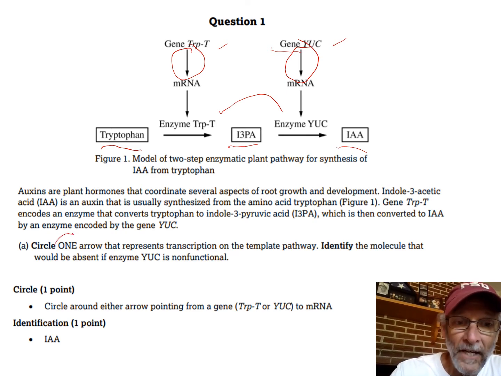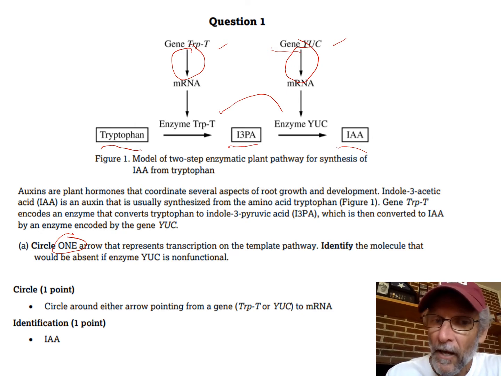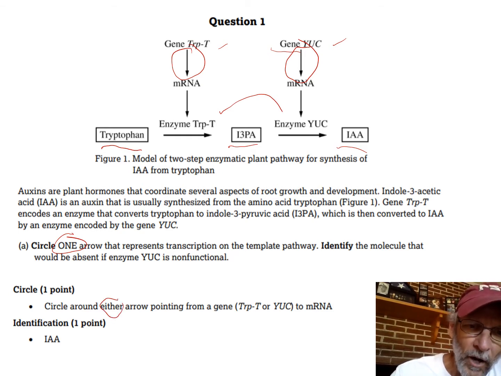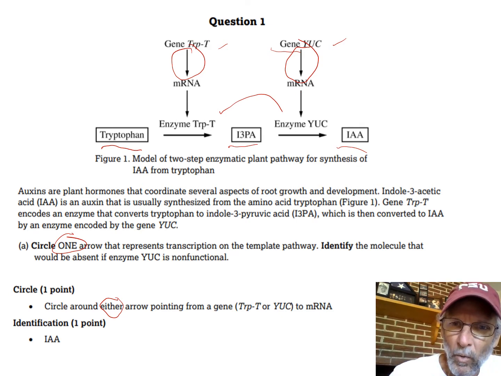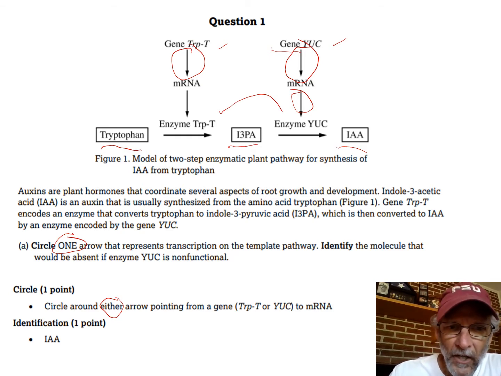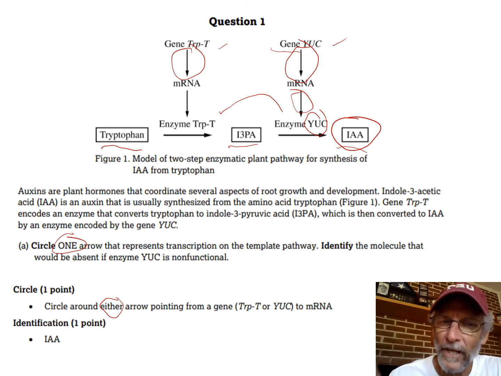It says circle one. So if you circled two, you would not get a point, because if you circled two and one of them was one of these, then you have contradicted yourself. So be careful of that, right? Identify the molecule that would be absent if this enzyme is non-functional. You wouldn't make this chemical. This is really easy, but on this test there won't be that many of these, but there are going to be some that are really easy like that. Try not to overthink. Here we go.